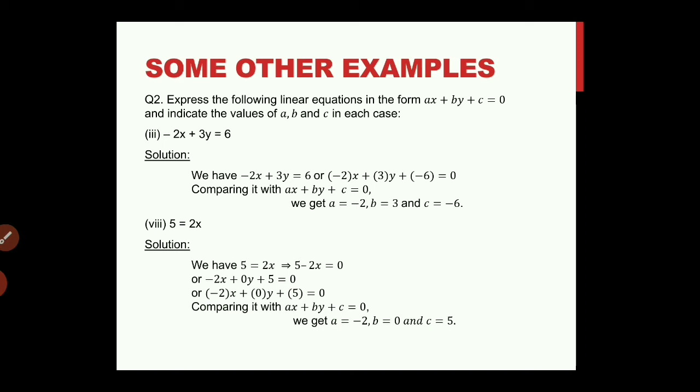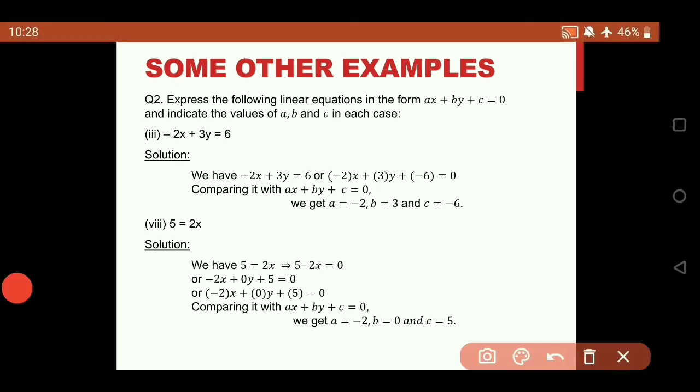As I said that there is absence of y term, so the coefficient of y term is 0. It can further be written as -2 of x + 0y + 5 = 0. Comparing it with ax + by + c = 0, we can get a as -2, b as 0 and c = 5.